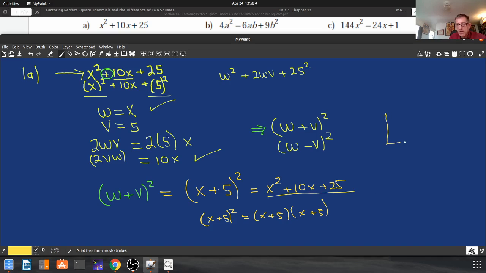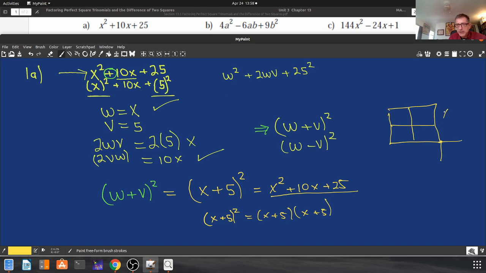And we could go over here and do this whole method. It would still work. You could put x squared here, 25 here, and 10x here, and you would automatically put x and x there. Then you would learn that you have to have 5 and 5 there, and 5x plus 5x gives you 10x, and you do the factorization, and you get x plus 5 times x plus 5, and that's equal to x plus 5 squared.